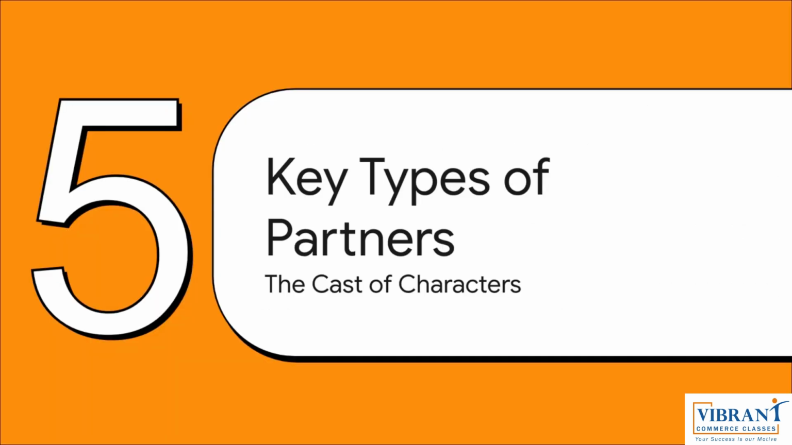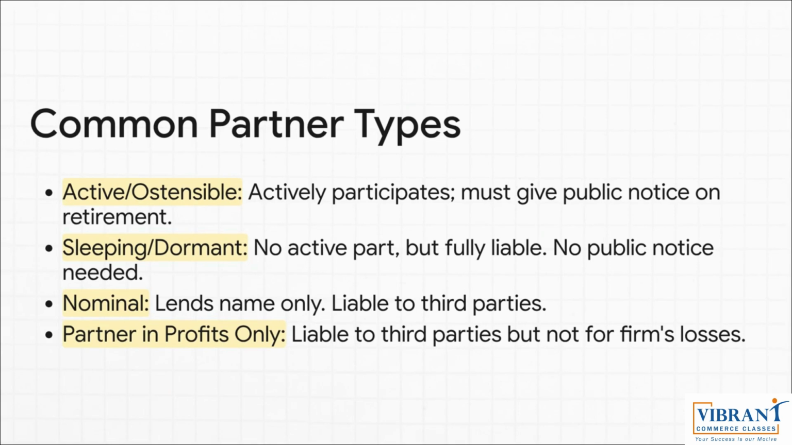All right, last major section. Let's meet the cast of characters, the different types of partners. For your exam, it's not enough to know their names. You have to understand their liability. So here are the main players. You have your active partner who's involved day-to-day. The key thing here, they must give public notice when they retire to end their liability. The opposite is the sleeping partner who isn't active. They're still fully liable but don't need to give that notice.